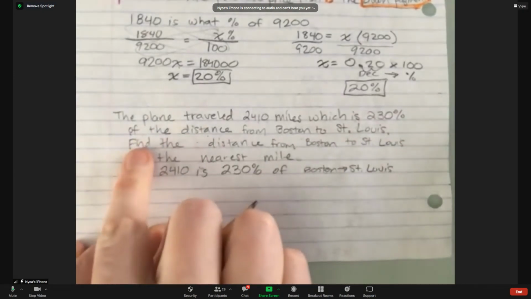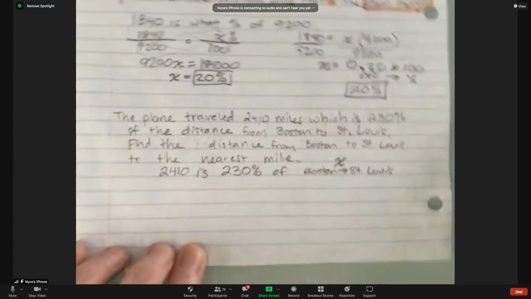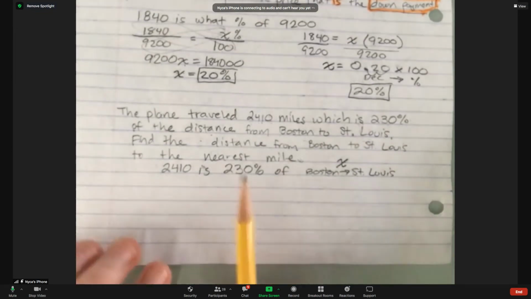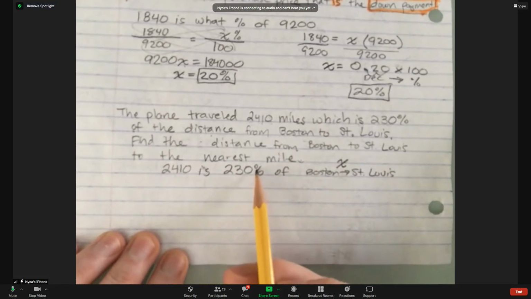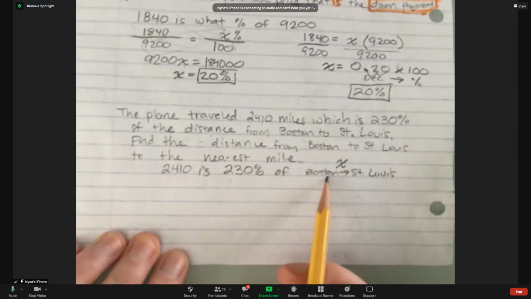And then it tells you to find Boston to St. Louis. There's your X, there's your variable. So you just have to pull out what is given to you and find the words is and of. Think of the situation that's going on. And if you notice, it said 230%. That means it's going to be top heavy. So the part is larger than Boston to St. Louis. So go ahead and stack it.